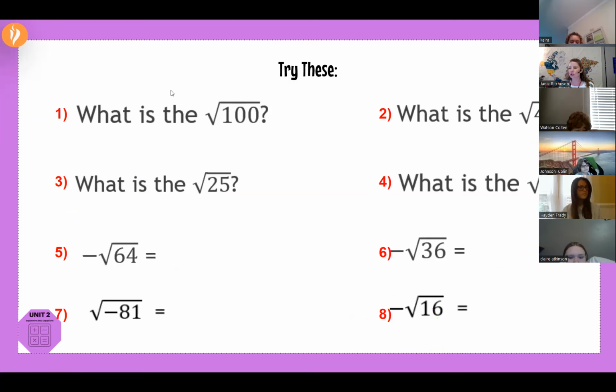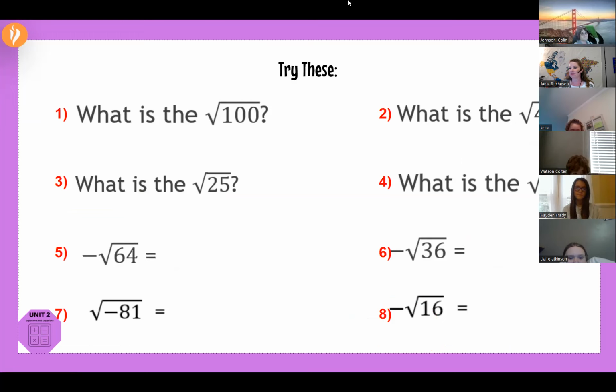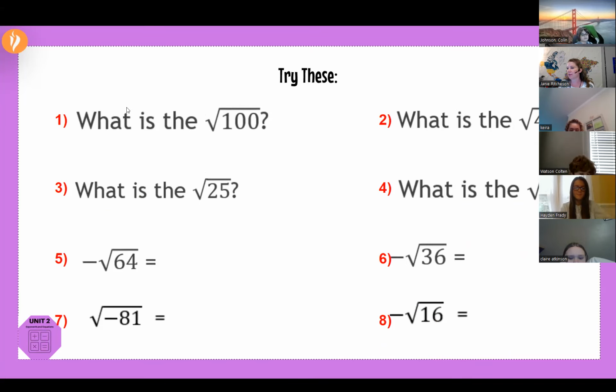All right, so let's try these. Hayden, I'm gonna call on you. Number 1, what is the square root of 100, Hayden? You may speak or chat me. If you're speaking, you are muted. Oh, Hayden said 10. Does everybody agree? It is 10. Very good, Hayden.